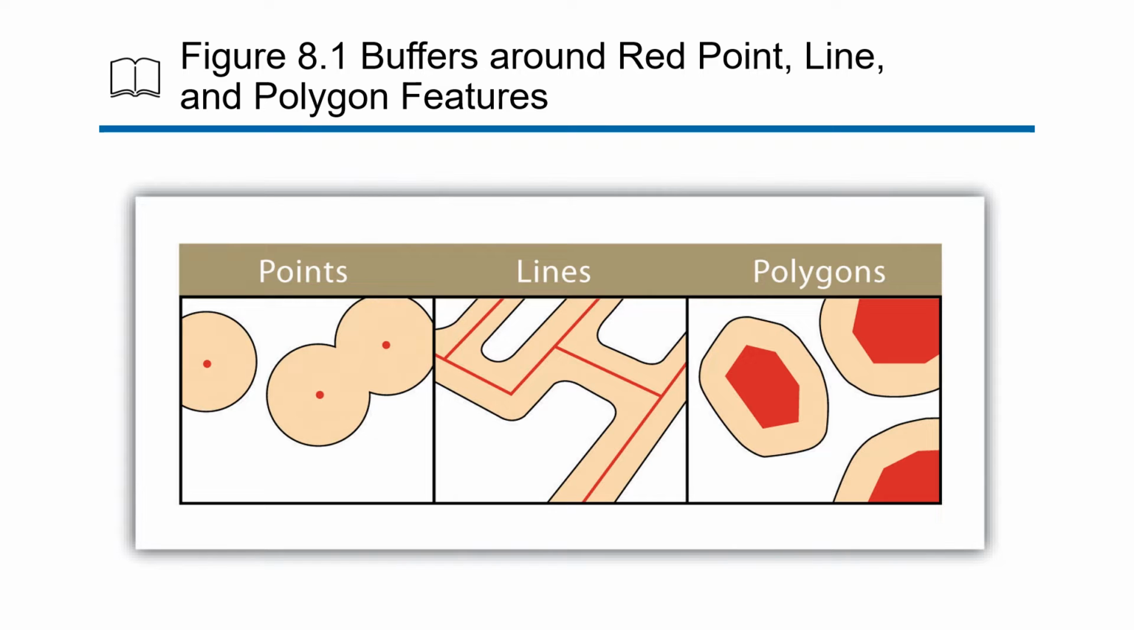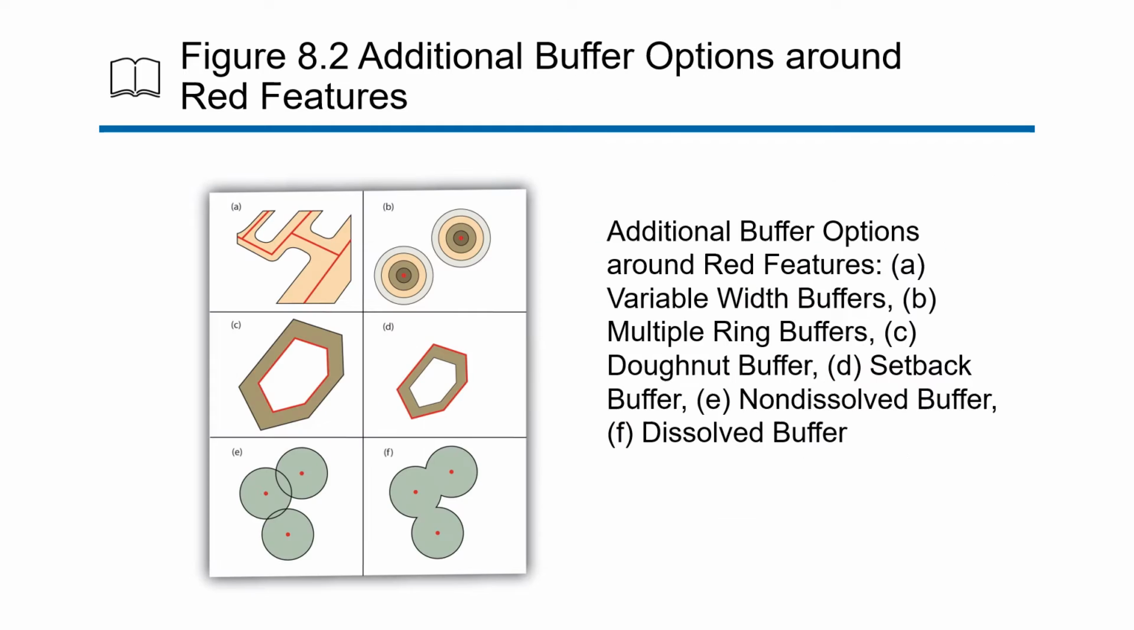So here are some examples of what we're talking about. Buffers are the tan, around the features, which are the red points, lines, and polygons. Additional buffer options around features. We look up here at A and B and C and D, E and F. A is pretty straightforward. Variable width.